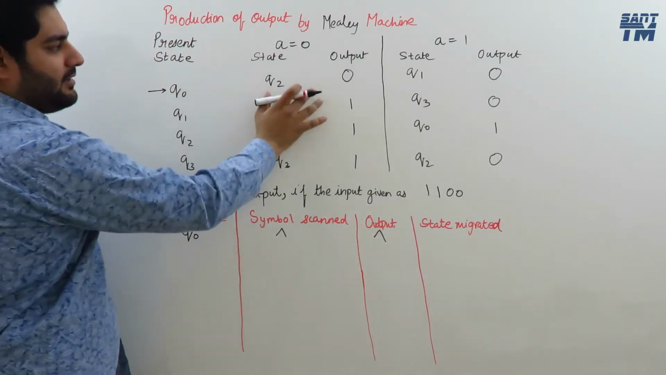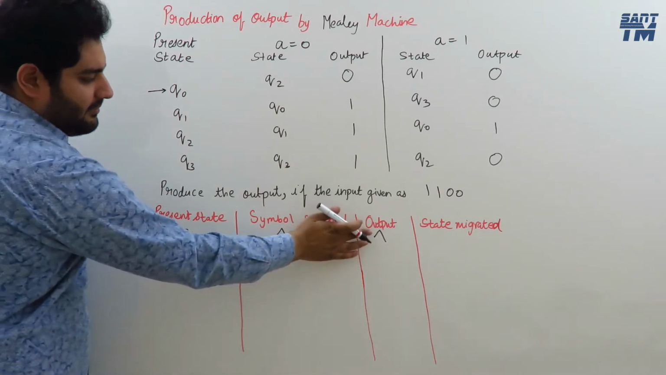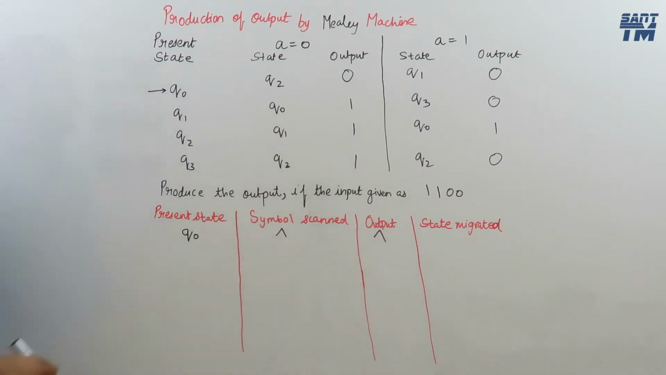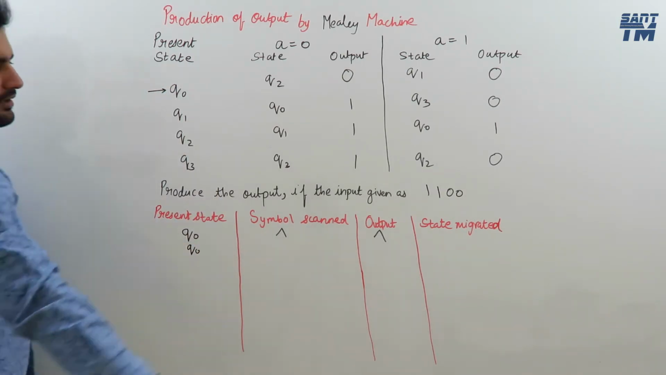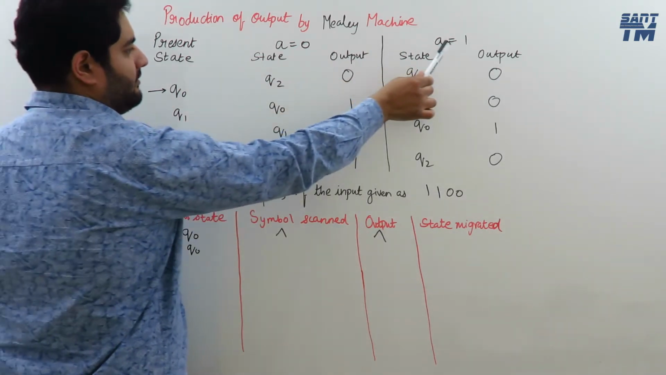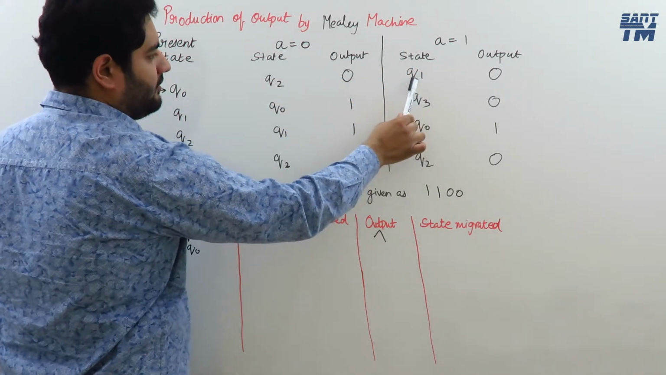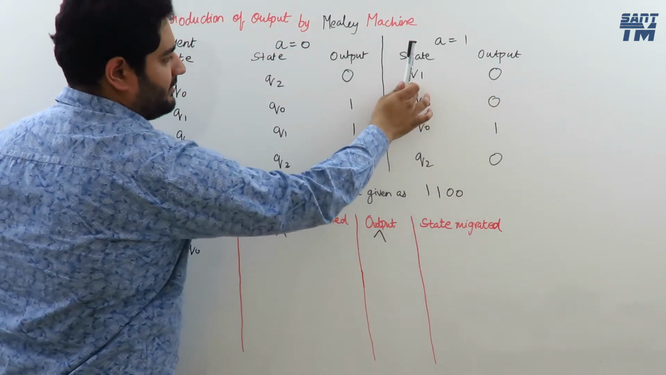Till the time there is no input, there will be no output. So in case of Mealy machine, output will be null in the first statement, but in case of Moore, it will be 0. Then we start with the initial state Q0. Q0 on applying 1 will move to state Q1 and produce output 0.